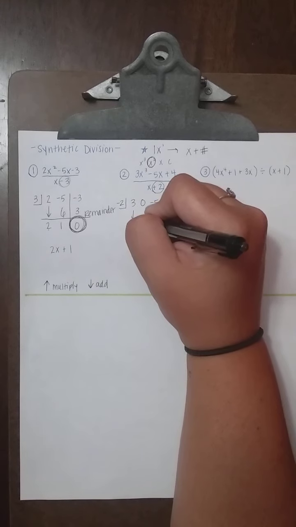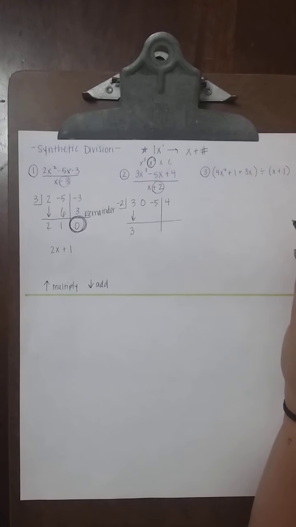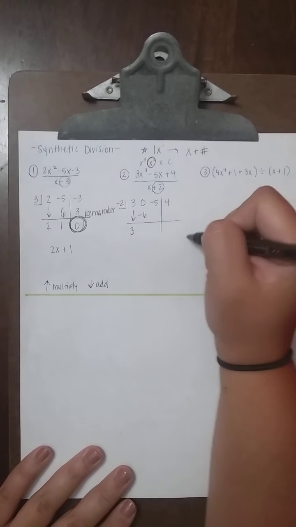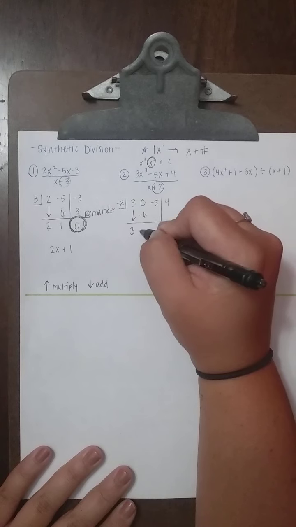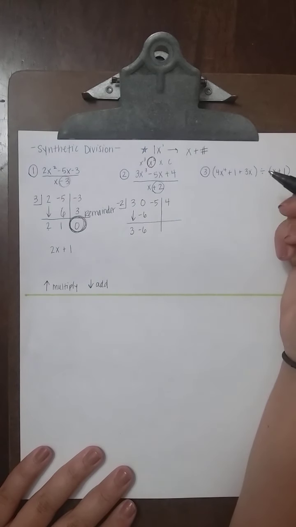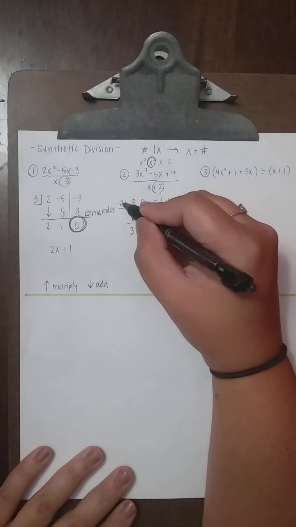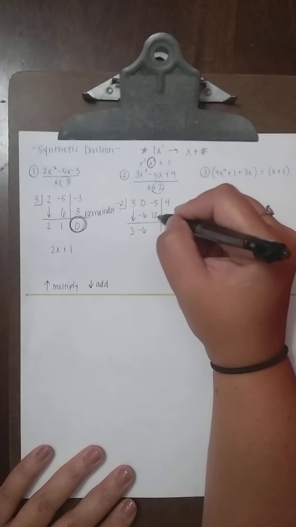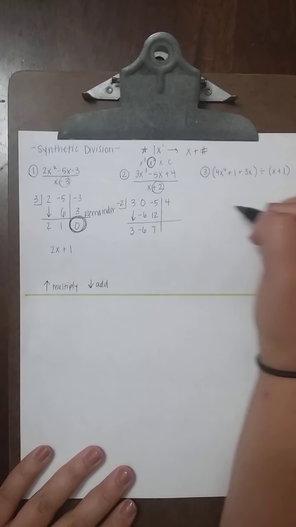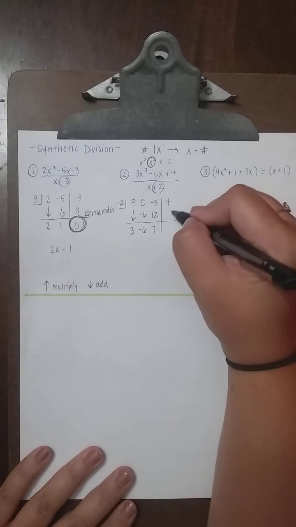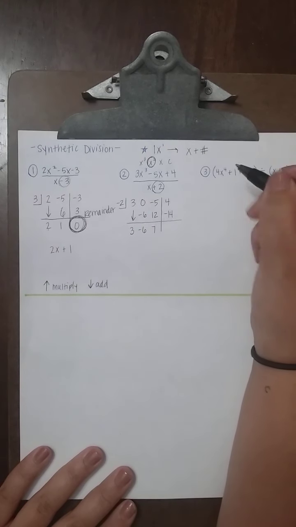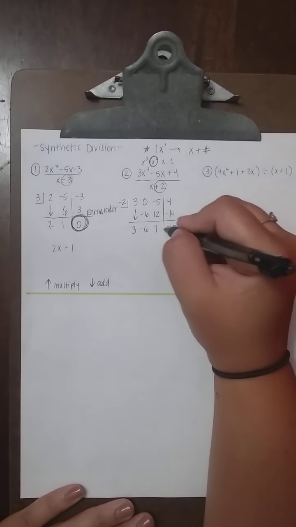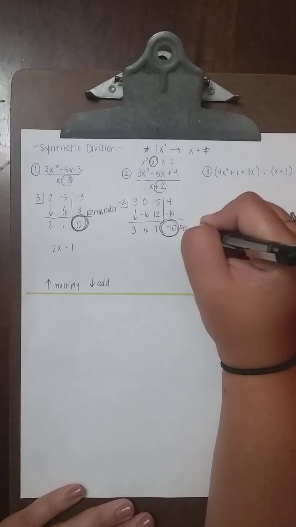All right, block off the last one, bring down the first one. Then I'm going to do 3 times negative 2, multiply going up, add going down. 0 plus negative 6 is negative 6. Multiply, negative 6 times negative 2 is a positive 12. Add, negative 5 plus 12 is a positive 7. Then multiply, 7 times negative 2 is negative 14. Then add, 4 plus negative 14 is negative 10. So this negative 10 here is my remainder.